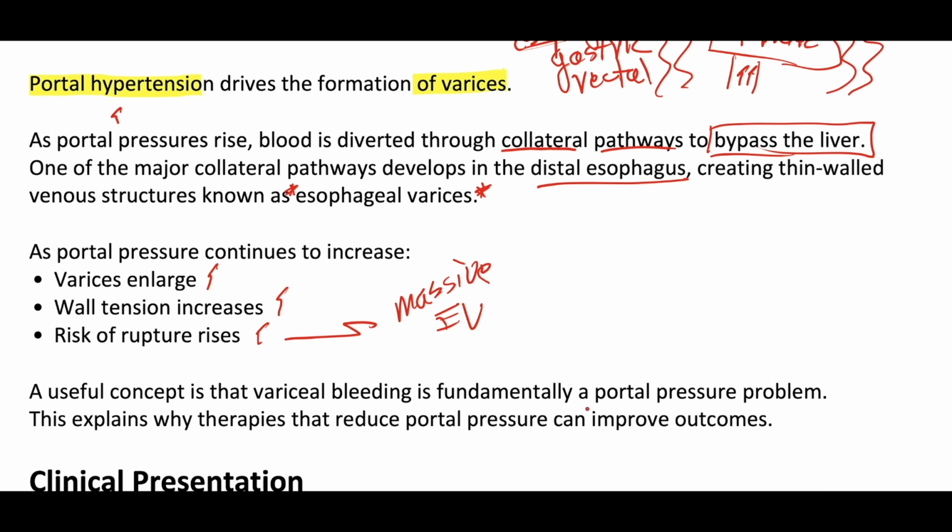So a useful concept in thinking about this is that this is fundamentally a portal pressure problem. This explains why the therapies we sometimes do, at least chronically in the outpatient world, are therapies meant to reduce portal pressures, and that is what can improve outcomes. This is a problem that is birthed because those portal pressures are high, creating those collateral veins that travel through these different structures like the esophagus, stomach, rectum, etc.